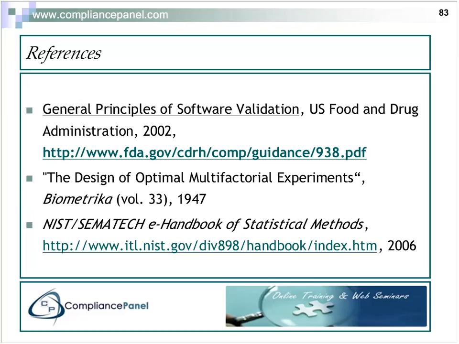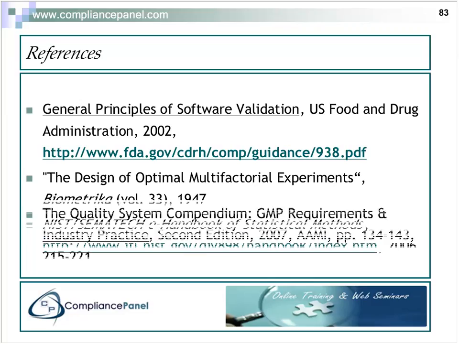There's a publication on design of optimal multifactorial experiments from Biometrika in 1947. That's where they talk about the Plackett-Burman studies. There's an online source of statistical methods, which is a handbook that's actually online, and it was published by the National Institute of Standards and Technology, and it's got a lot of good stuff in it. I would recommend that as well.